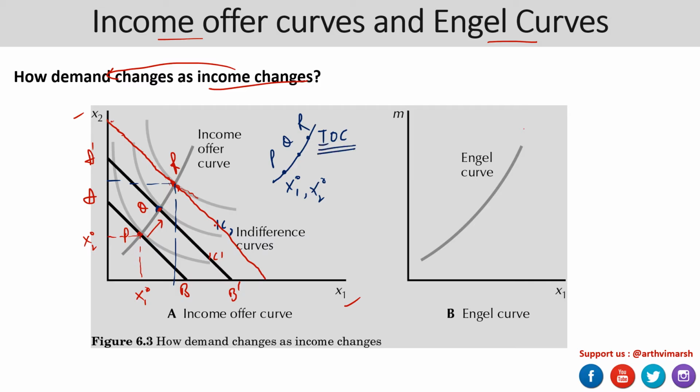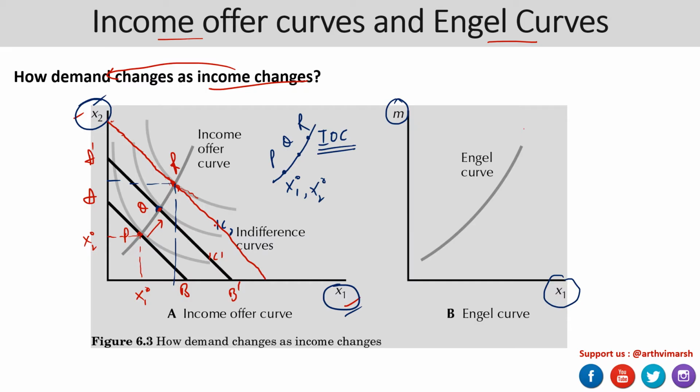Okay, now what is the Engel curve? The Engel curve is essentially a locus of combinations of points. Here you are looking at a two commodity space, right? On this axis it's one commodity and this is the other commodity, and these are the income lines or budget lines, and this is the indifference curve. Now in the Engel curve we are essentially looking at one commodity, and how the consumption of that commodity changes with the change in income.